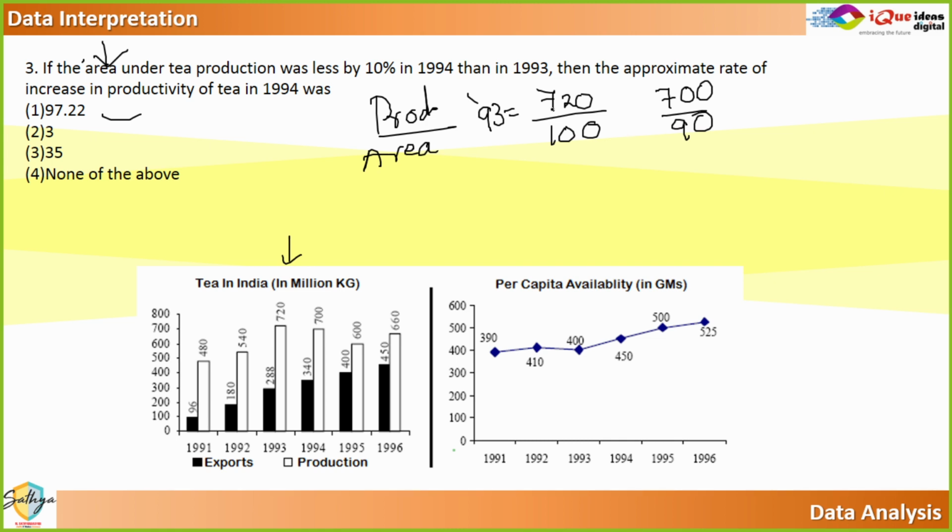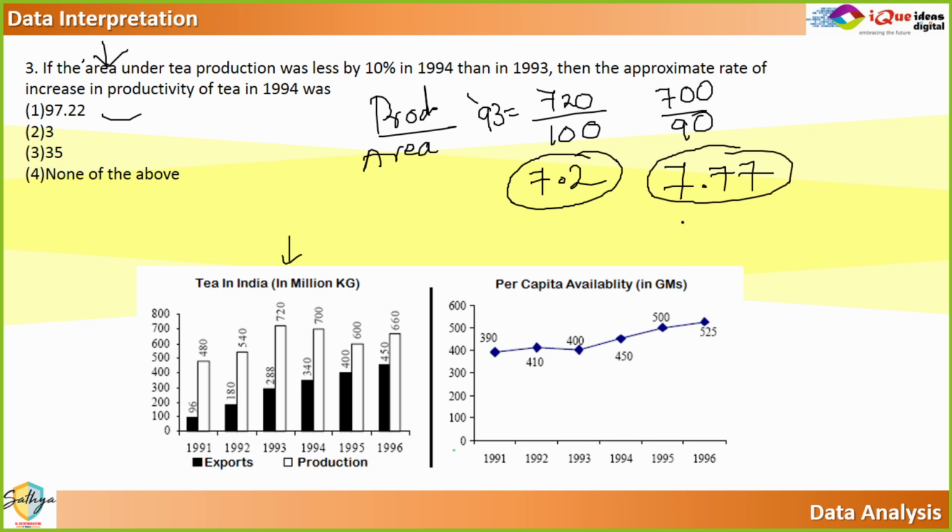Right? So if I say 720 by 100, this is equal to 7.2. And if I do 700 by 90, then 700 divided by 90 will give me 7.77. 700 by 90 is 7.77. यहाँ तक समझ में आया? If I say productivity is 7.2, here the productivity is 7.77. That means 0.57 it has increased over 7.2. On the base of 7.2, it has increased by 0.57.